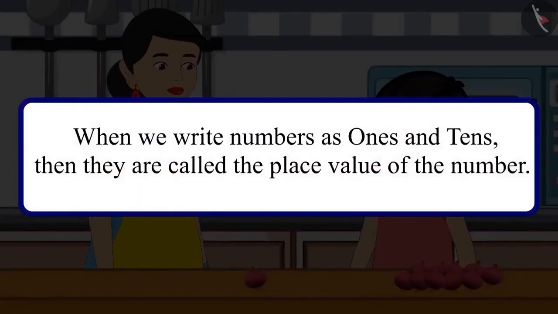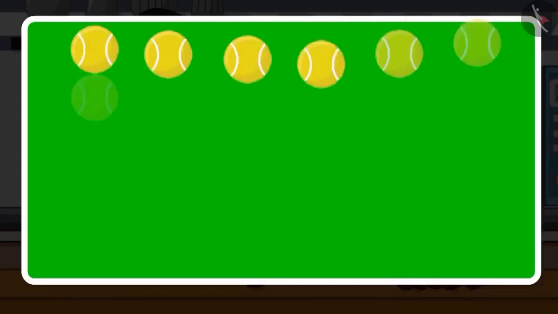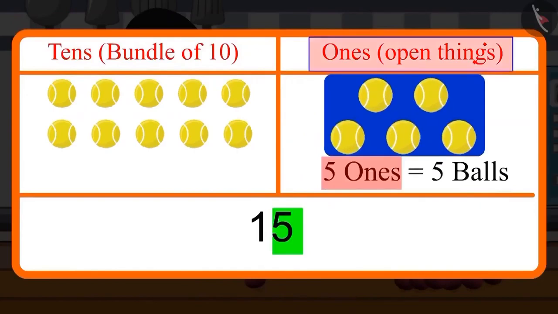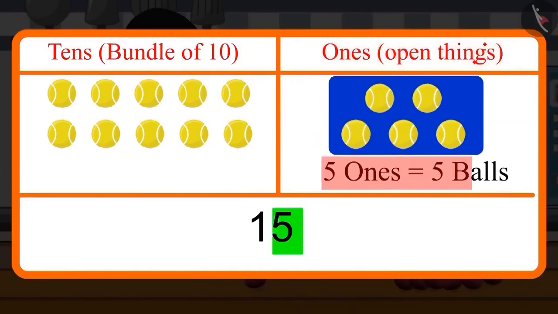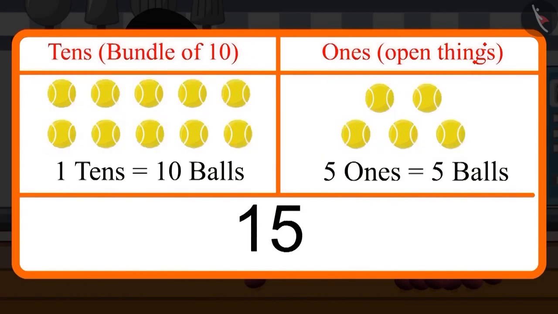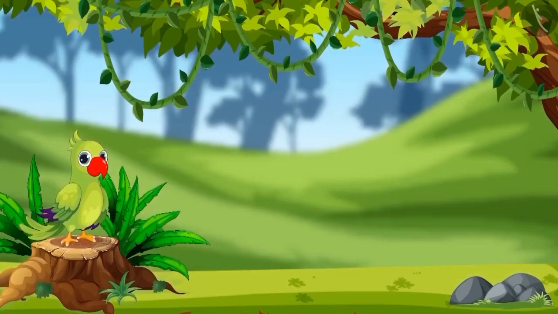So, children, do you know that when we write numbers in ones and tens, we call them the place value of the numbers? For example, if I have 15 balls with me, then in this 15, the place value of 5 is 5 ones, which means 5 balls. And the place value of 1 is 1 ten, which means 10 balls. So the total is 15 balls.